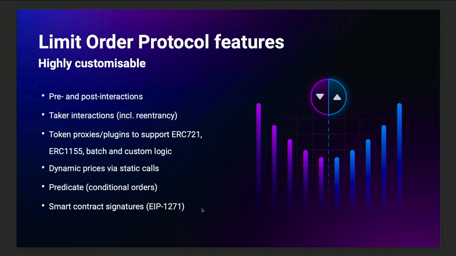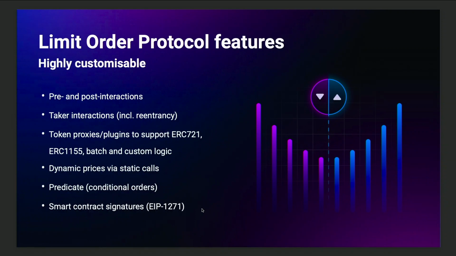Next, the predicate. When someone is trying to fill your order, there is a possibility for the order to have a predicate, where the limit order protocol would make a static call and check whether it is currently possible to fill this order or not.